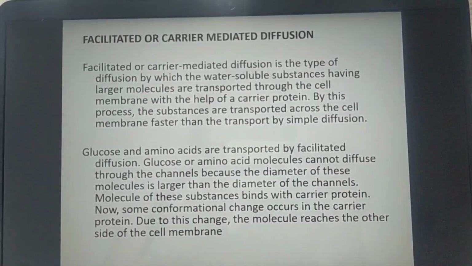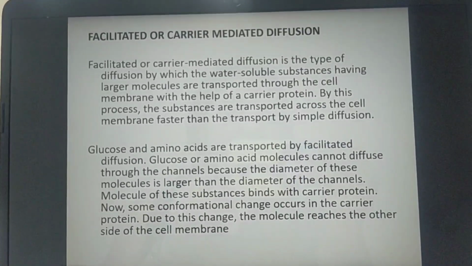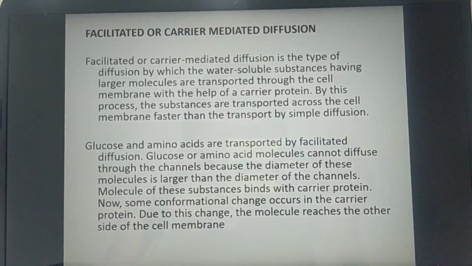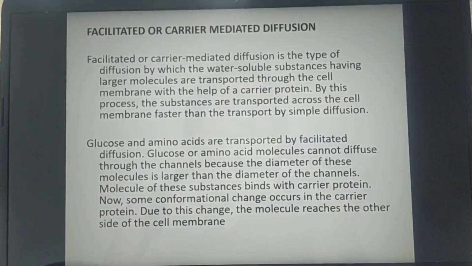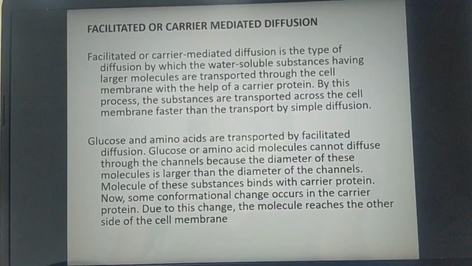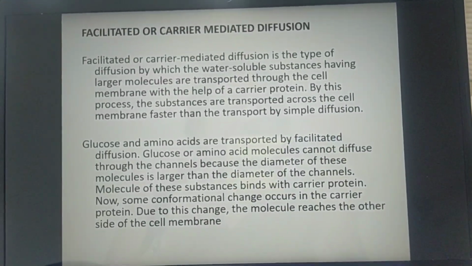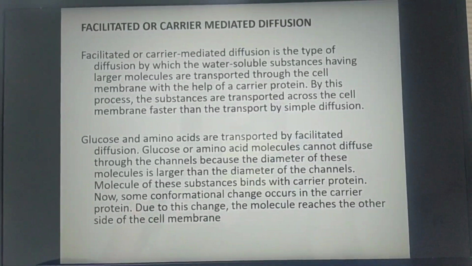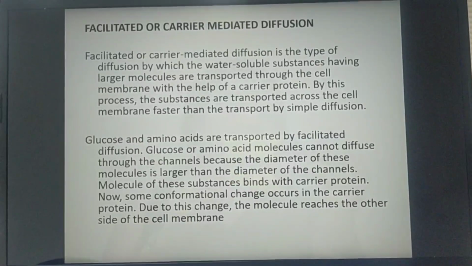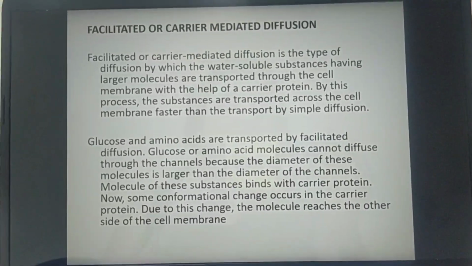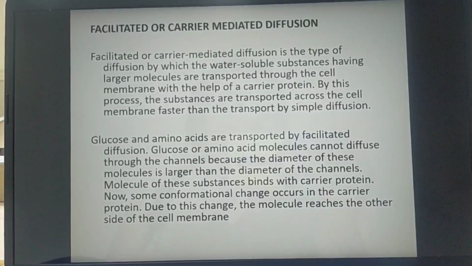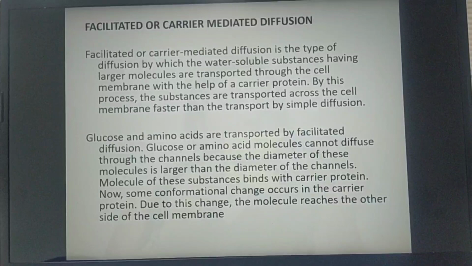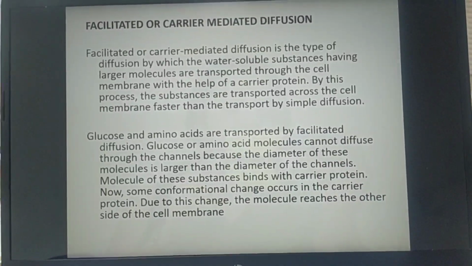The next type of diffusion is facilitated or carrier mediated diffusion. Facilitated or carrier mediated diffusion is the type of diffusion by which the water soluble substances having larger molecules are transported through the cell membrane with the help of a carrier protein. By this process, the substances are transported across the cell membrane faster than the transport by simple diffusion. Glucose and amino acids are transported by facilitated diffusion.